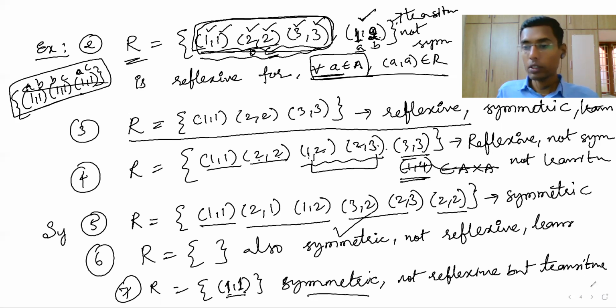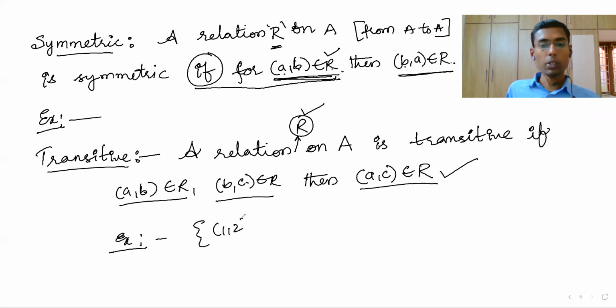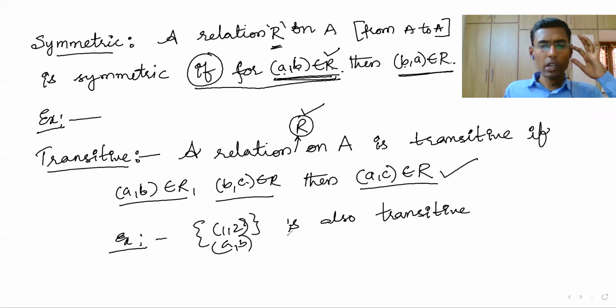Okay, so now the other part, transitive. Hope you understand transitive. Yes, I understand. One more example: if I write 1, 2, this is also transitive. Why? Because AB is there, BC is not there. So automatically we write transitive. If AB, BC is there, then we should look for AC. AB is there, BC is there, AC not there. Then it is not transitive.